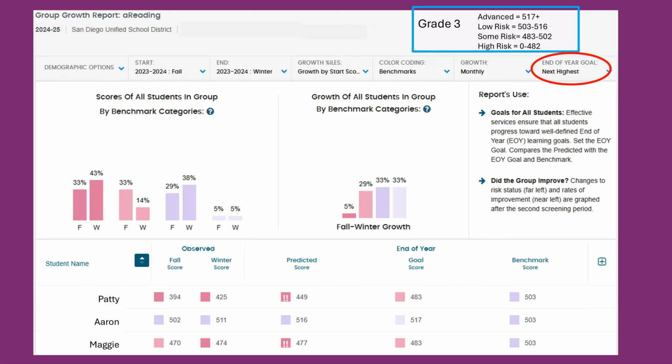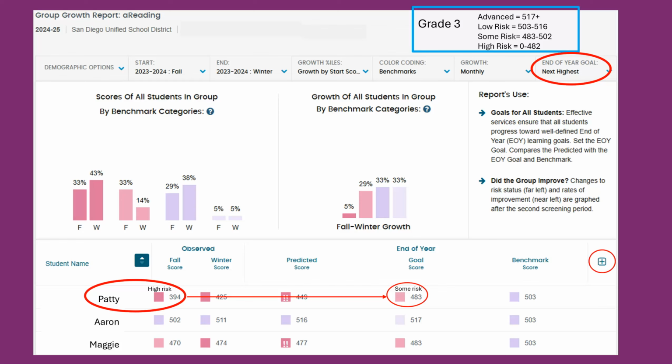The final filter, end-of-year goal, lets you set the desired end-of-year score or risk level for students. By default, it targets the next highest level, meaning each student's goal score moves them to the next risk tier. For instance, since Patty was at high risk or dark pink in winter, her end-of-year goal is set to 483, the minimum for some risk. You can adjust this to low risk or advanced, though aiming for advanced may not be realistic for students starting at high risk.